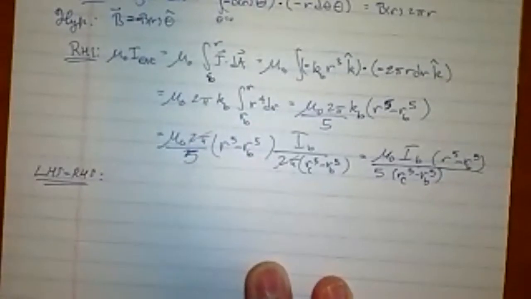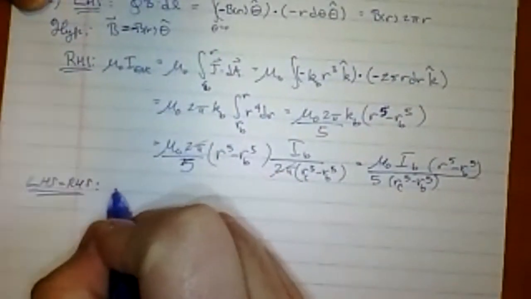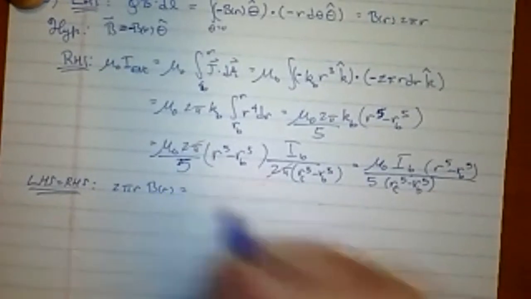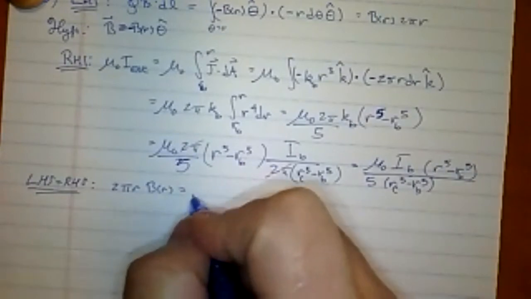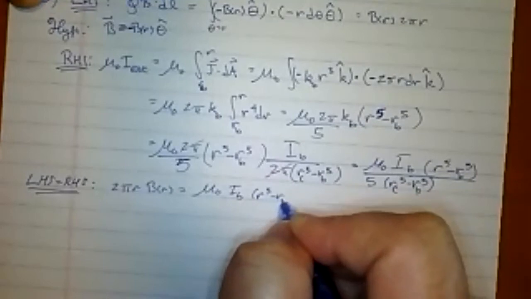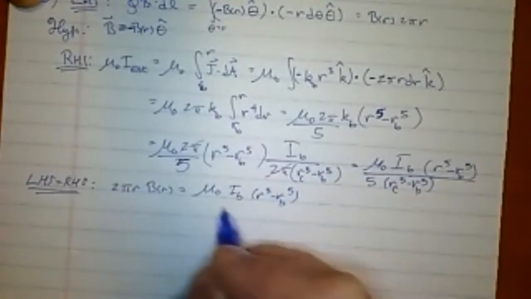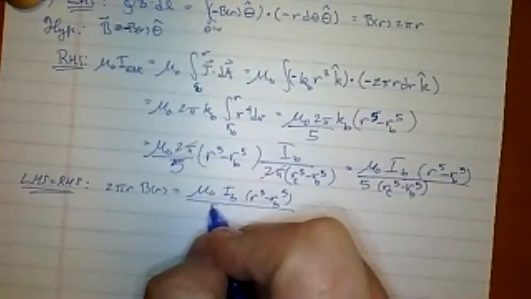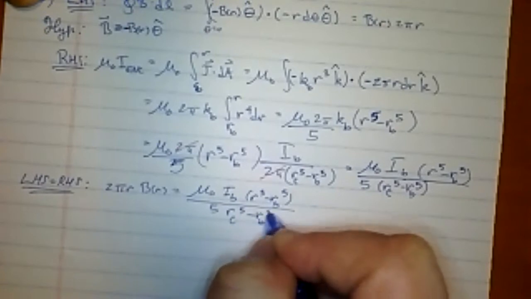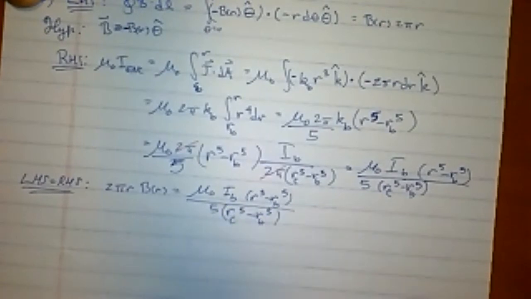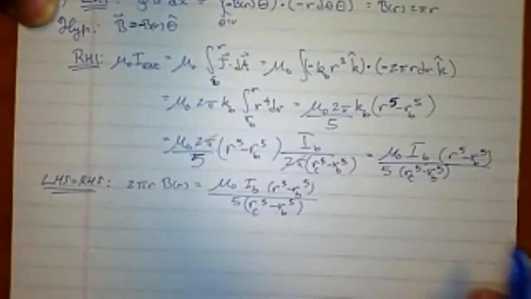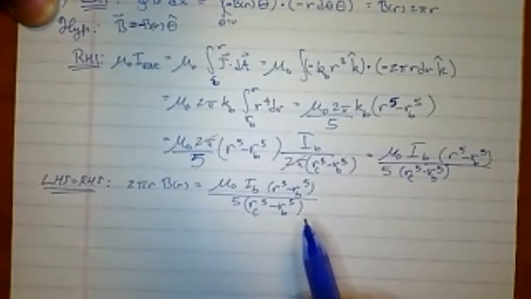And when I do this, I get 2 pi R B of R is equal to mu 0 IB R to the 5th minus RB to the 5th over 5 RC to the 5th minus RB to the 5th. And that looks about like it. So I can now say, I'm going to pull this 2 pi back over here, and the R is going to go in the bottom.